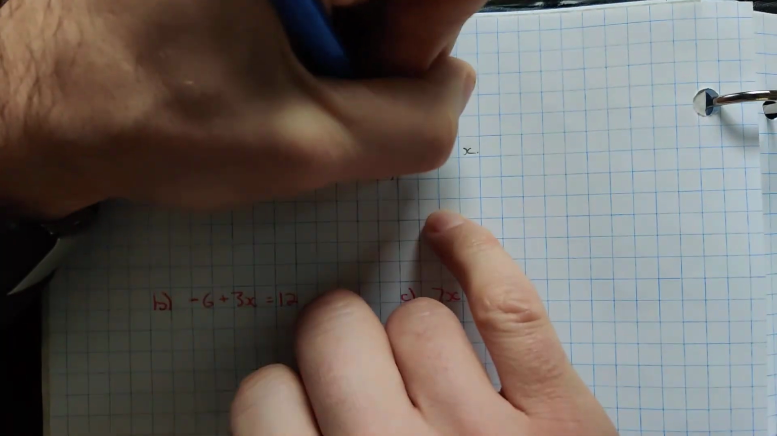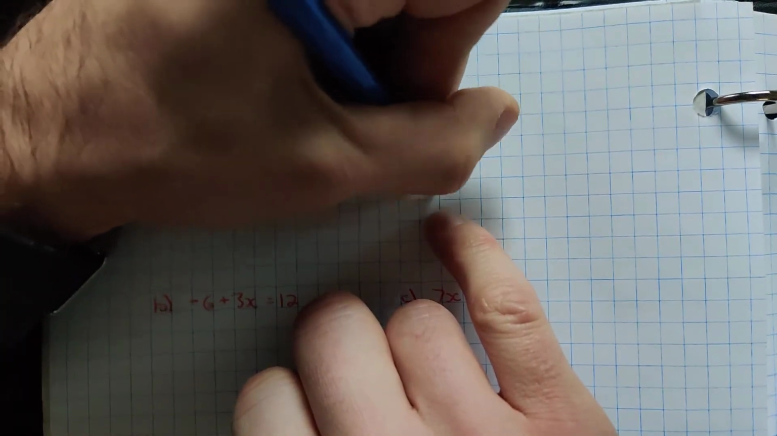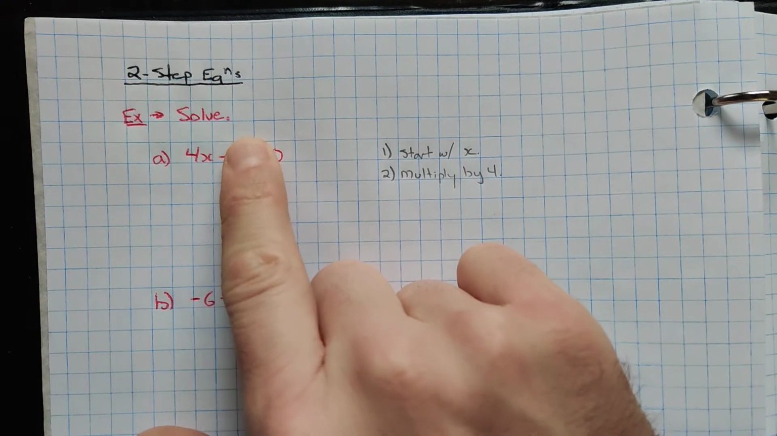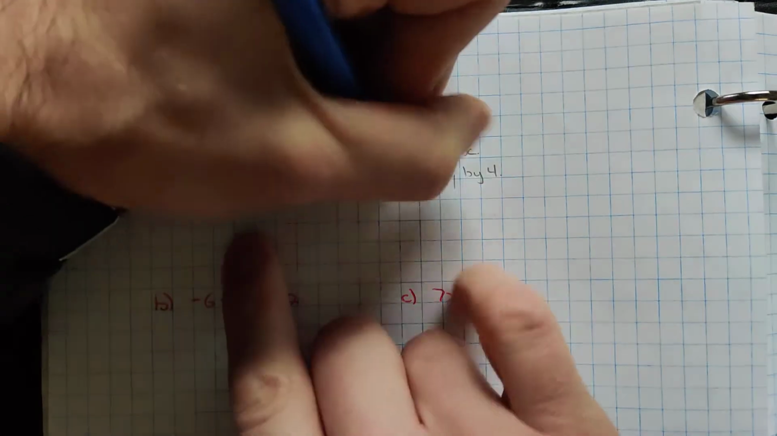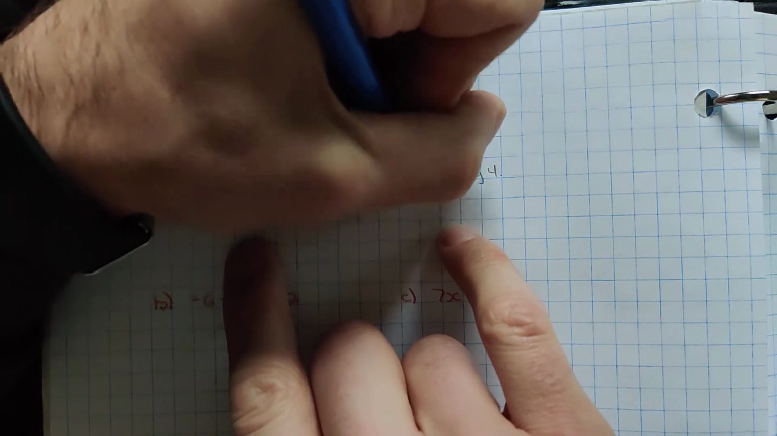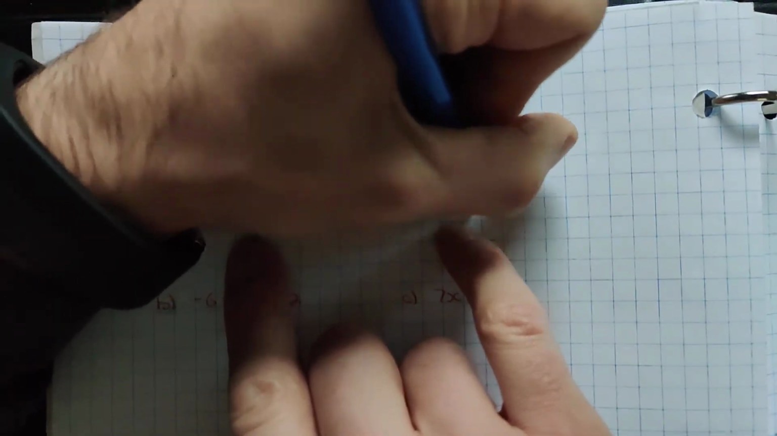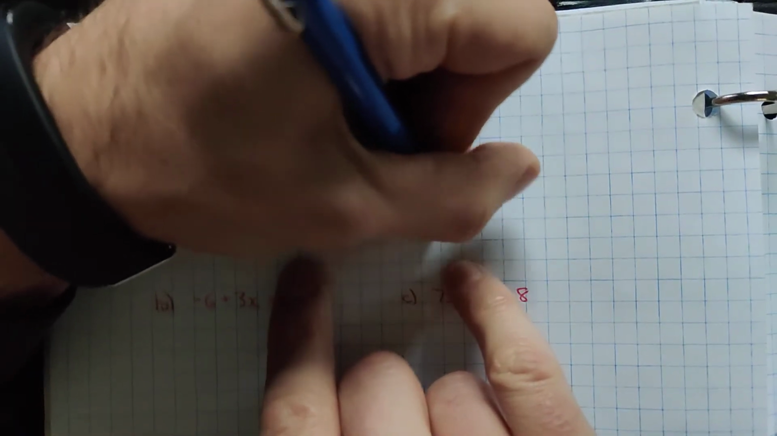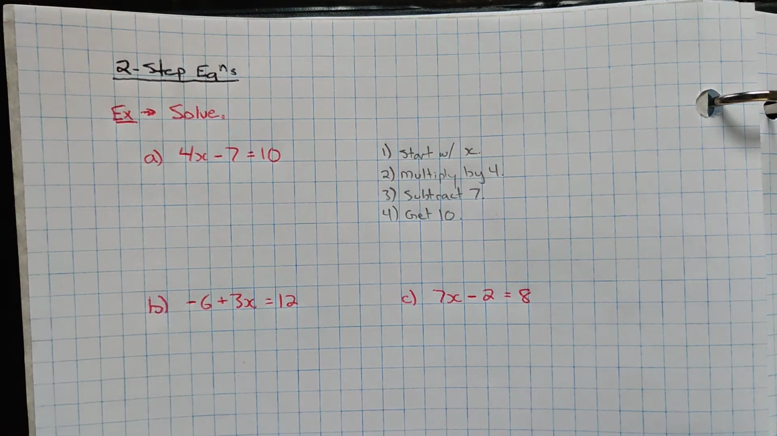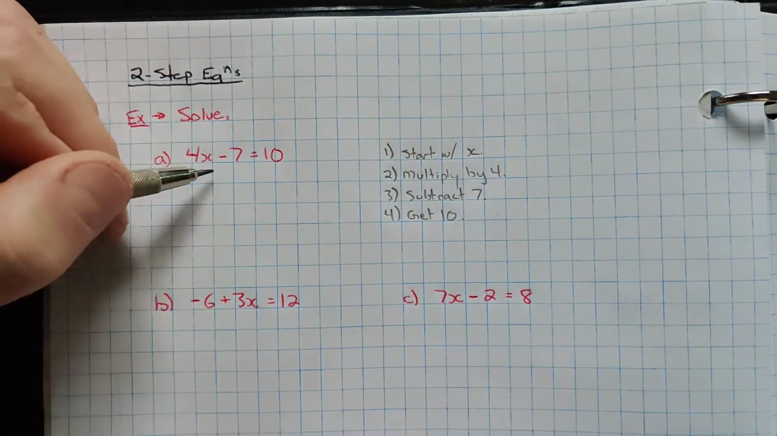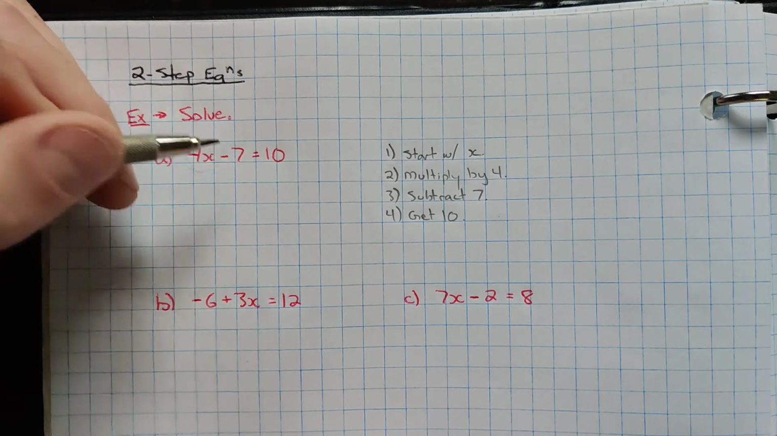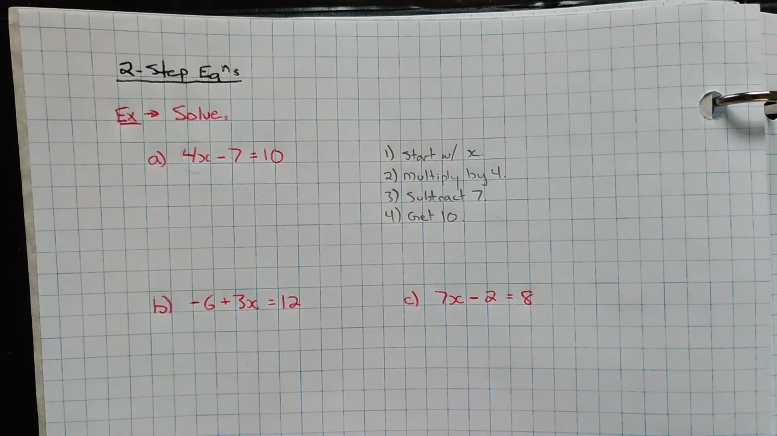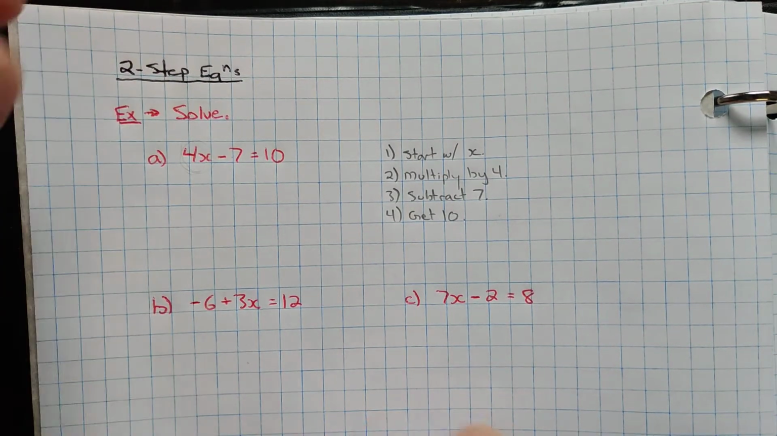Following BEDMAS, normally I would multiply by 4, and then I would take whatever result I got from 4 times x, and I would subtract 7. And finally, I would get 10. That's the series of steps that would do this equation. BEDMAS would say multiply, then subtract, and get the 10. I want to undo all of this to get the x. So I want to do everything in reverse.